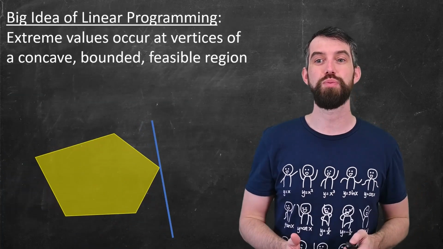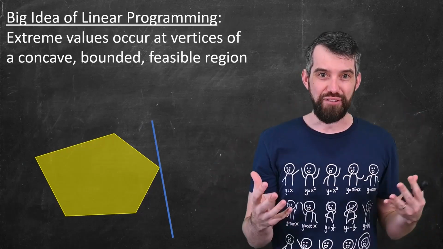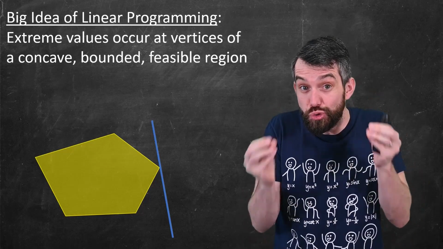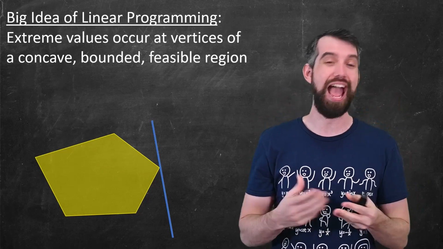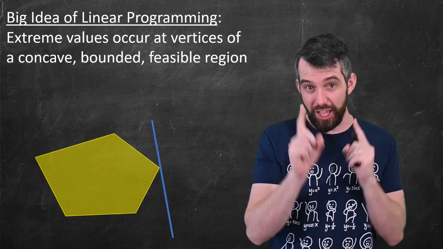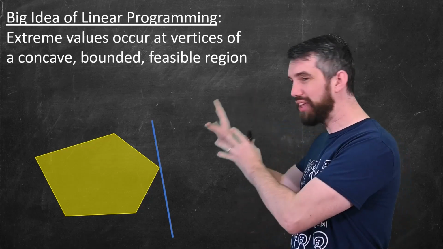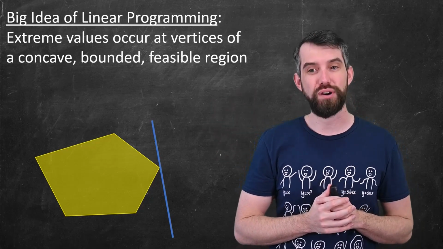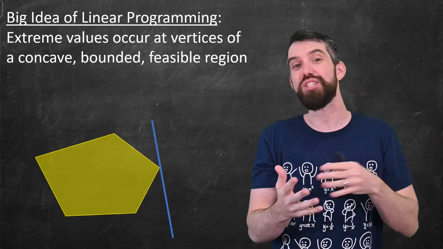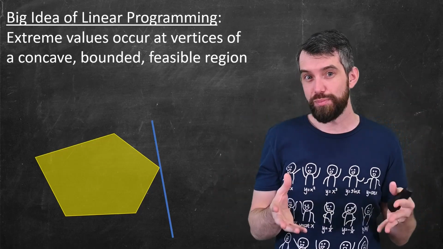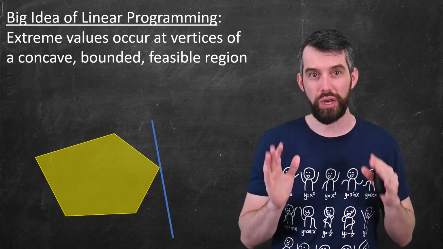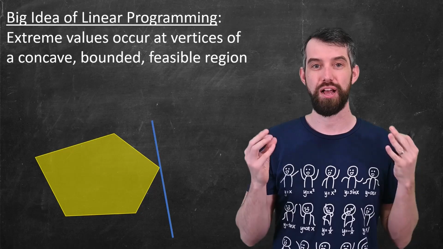Okay, so let me summarize what the big idea is. If I have a linear function, that's what we've been talking about, and I'm trying to figure out the extreme values of that linear function, subject to a series of linear inequalities. Well, if those linear inequalities look something like this, they make what we refer to as a convex region. That means it sort of closes in on itself, bounded, so it doesn't blow off to infinity. If that's your feasible region, then the extreme value of your linear function will occur at a vertex. That's the big idea of linear programming.